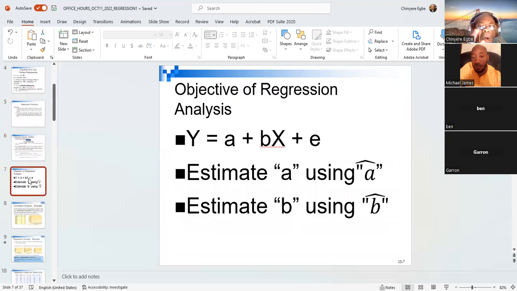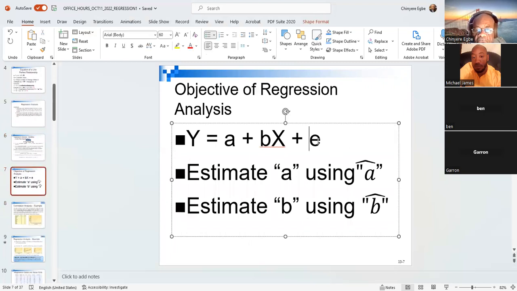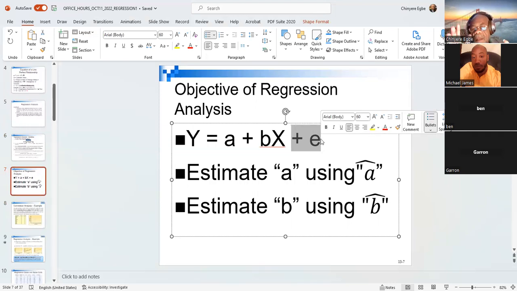All right, so then what is our objective in regression analysis? Since, like I said, we add this E to the perfect equation. Now, the perfect equation does not include E. Just y is equal to a plus bx, okay? But once we introduce randomness, that is what we call stochastic in statistics. Once we introduce randomness, then we introduce E, which is an error.